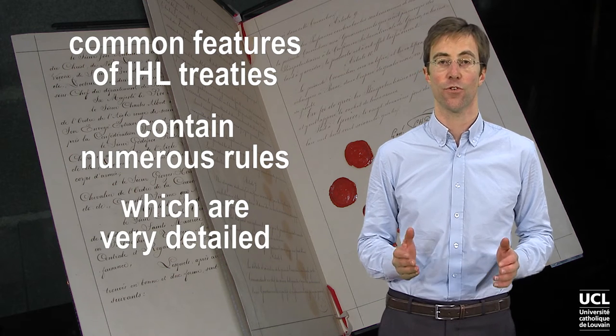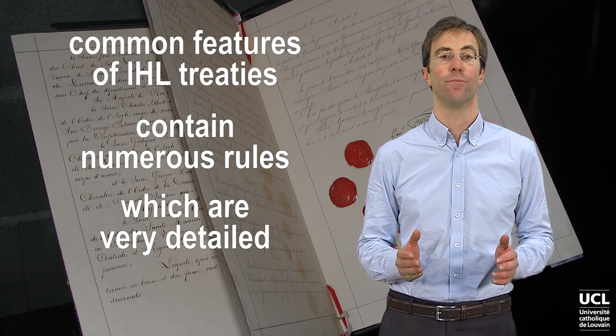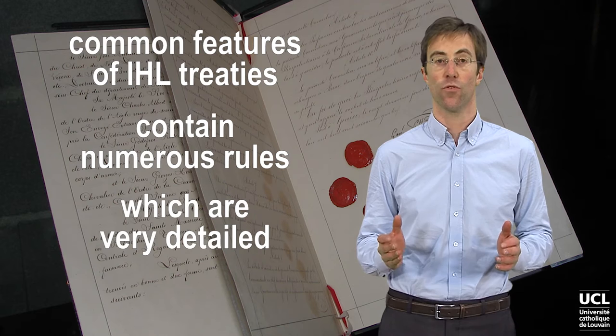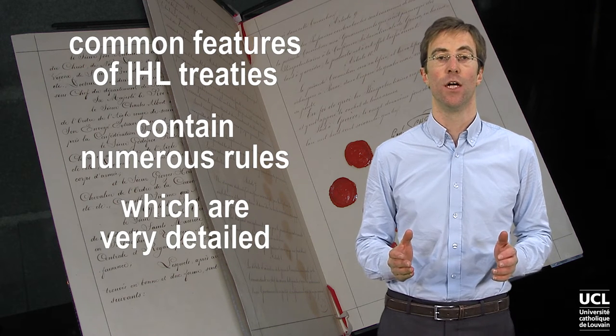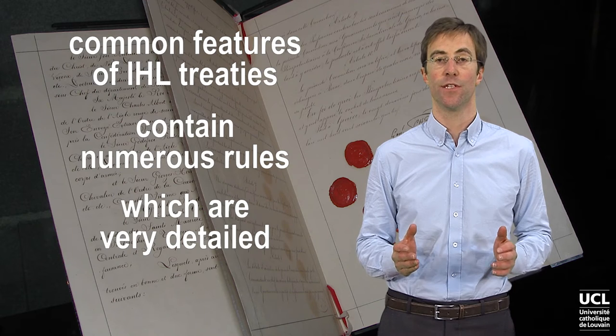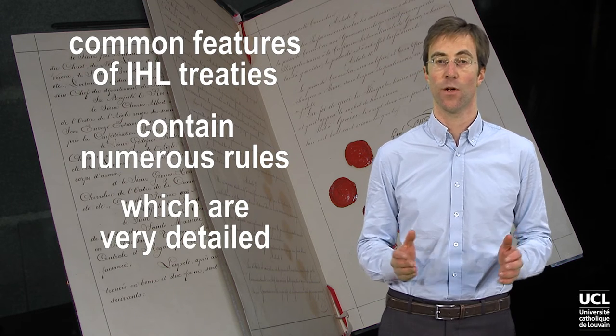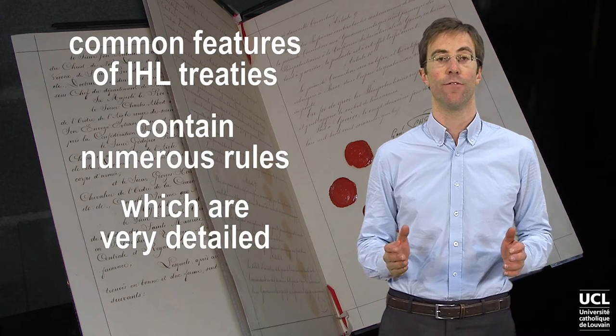The health of prisoners of war is also regulated by the third Geneva Convention. Prisoners of war must be medically checked once a month, in particular to detect contagious diseases, such as tuberculosis, malaria, and venereal disease.